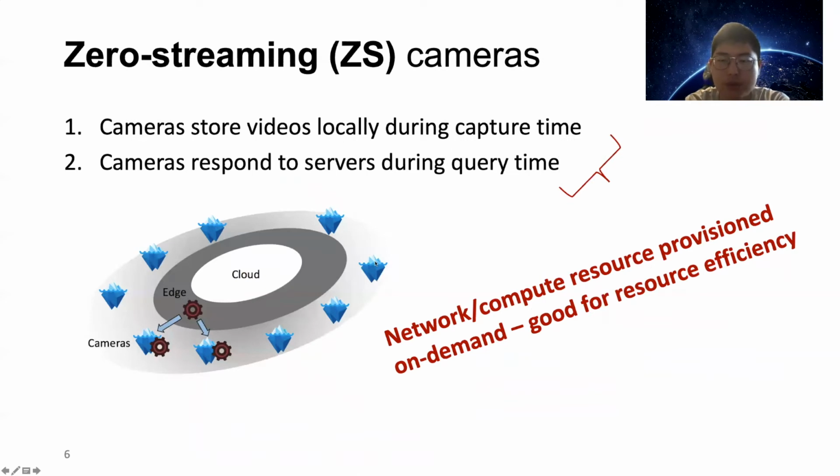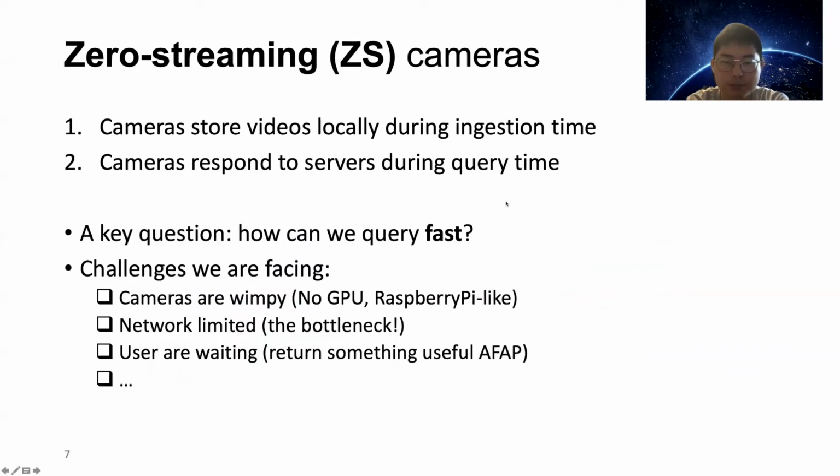With those trends, we propose an extreme design called zero streaming cameras. We want the cameras to store all videos on local storage during video capture, but only respond to servers during query time. This new paradigm allows the network and the computing resources to be provisioned on demand, making it extremely resource efficient, given that most videos will never be queried. The key question this work is about to answer is: how fast can we query the zero streaming cameras?